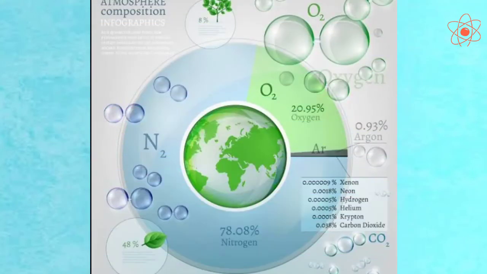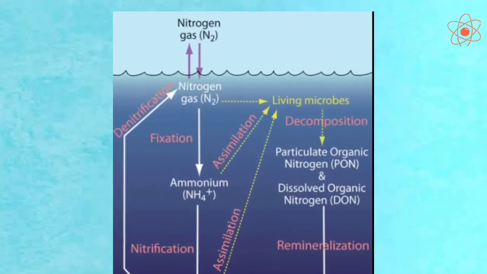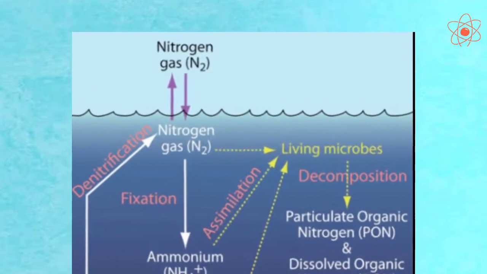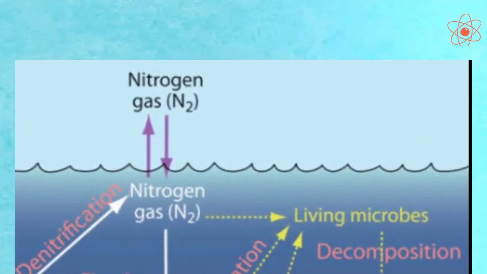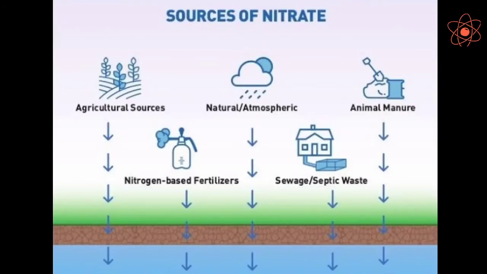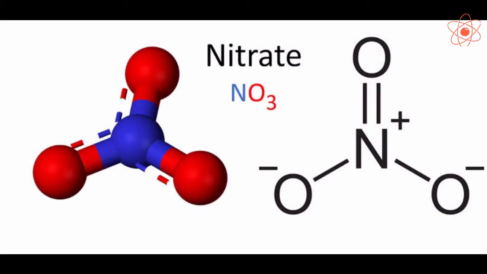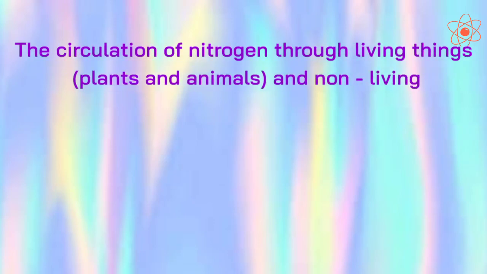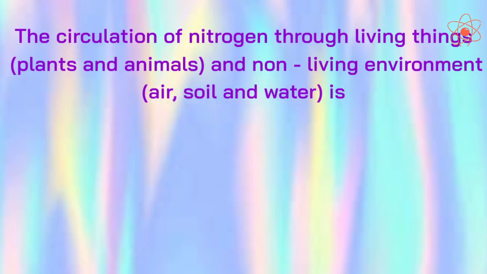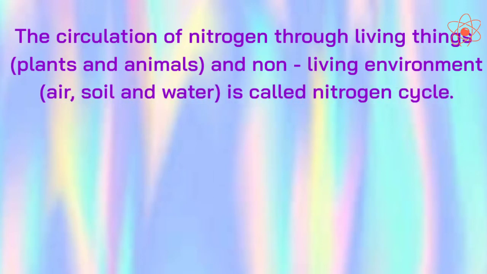Air contains about 78% nitrogen, yet nitrogen in its gaseous form is almost entirely unusable to life forms. It must first be converted into a more usable form, mainly soluble nitrates. The circulation of nitrogen through living things and the non-living environment is called the nitrogen cycle.